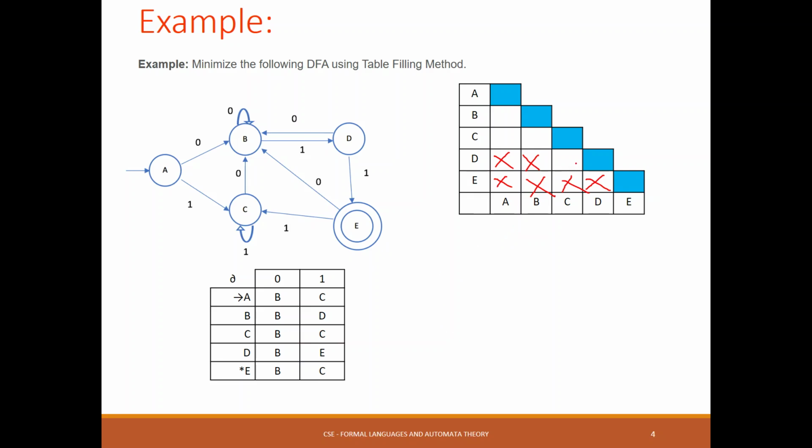Now next cell is C comma D. C comma 0 is B and D comma 0 is B. These two cells are similar, there is no such cell, we can skip this. C comma 1 is C and D comma 1 is E. So C comma E. C comma E is already marked as X, so we will mark X here. Okay, likewise you have to check for other three cells. Okay, now consider A comma C.